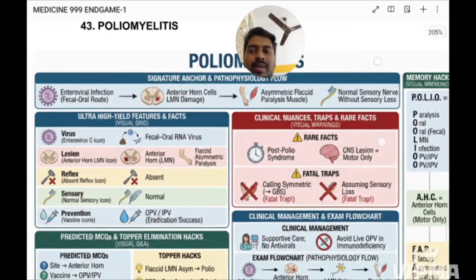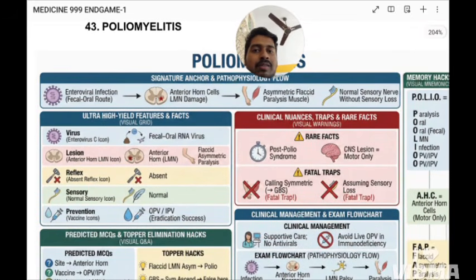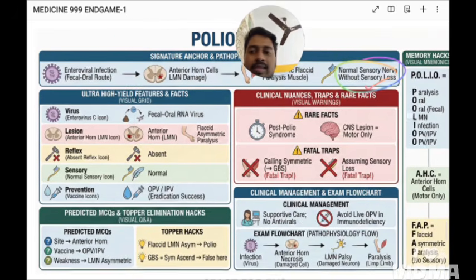So what is the mechanism of action? How does polio cause all these symptoms? Polio is basically an enterovirus which enters through the fecal-oral route. It goes to the intestine, then it travels to the CNS, that is the spine, and it goes to the anterior horn cells. There it causes lower motor neuron type of damage, resulting in asymmetric flaccid paralysis, that is lower motor neuron involvement without any sensory loss. So there is no sensory nerve involvement.